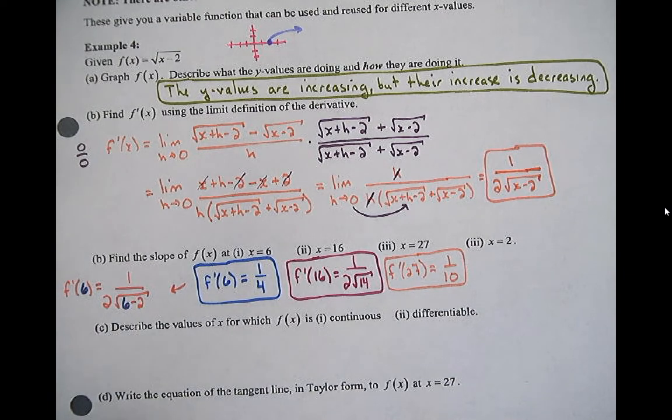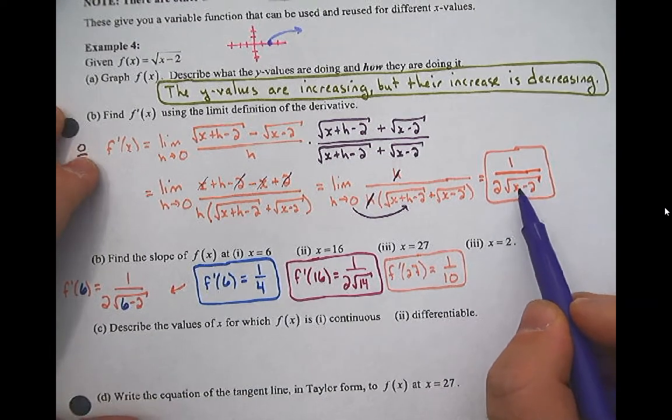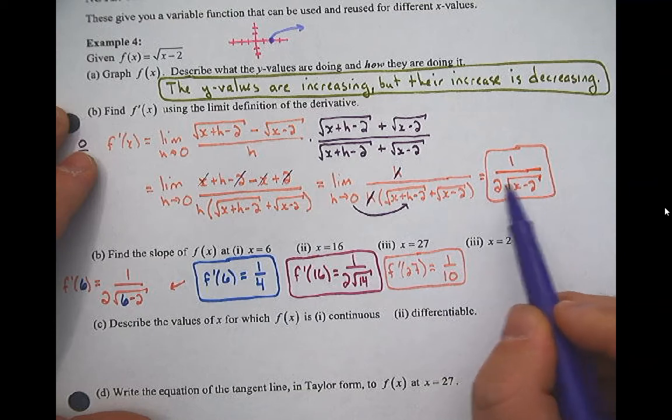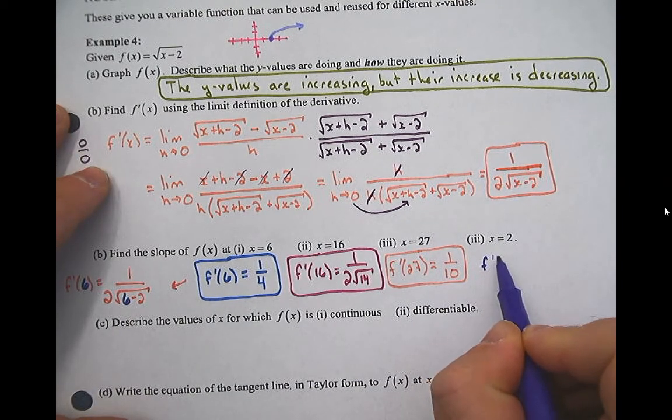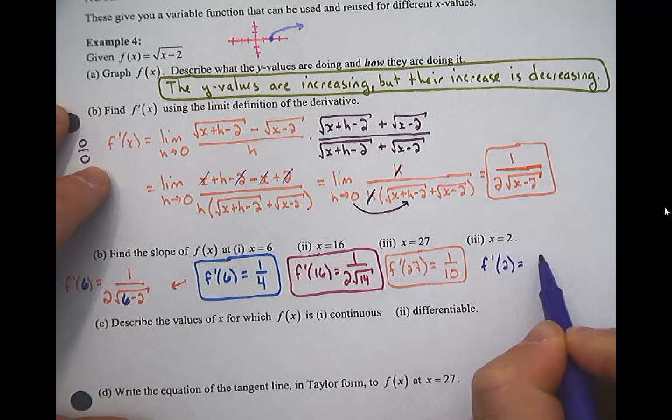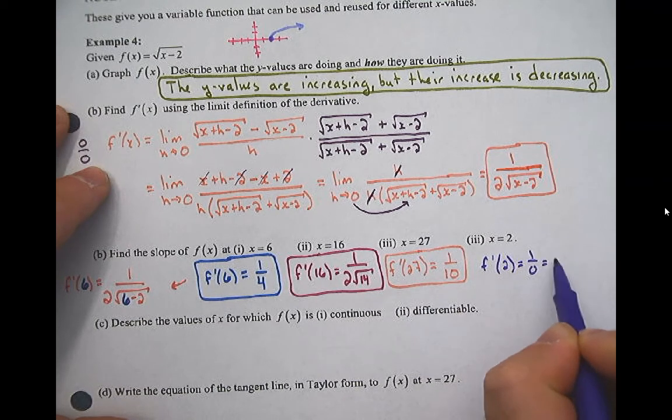And then last but not least, plug in 2. 2 minus 2 is 0. Uh-oh. 2 minus 2 is 0. 0 times 2 is 0. That's a 0 on the bottom. So f prime of 2 is equal to 1 over 0, which equals DNE.